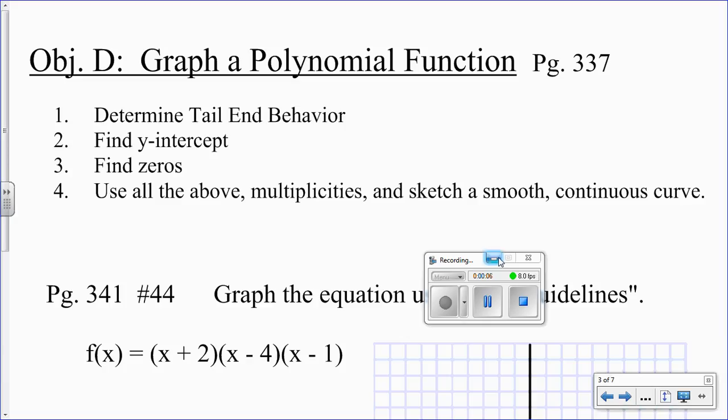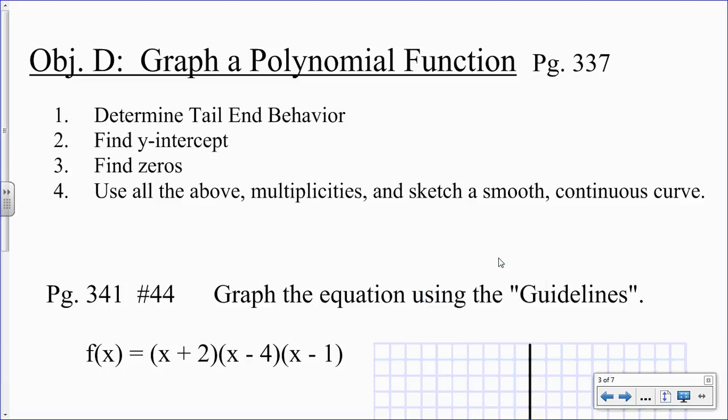You can get out your notes. We're going to finish 3-3. Or I'm sorry, 3-4. This is 3-4. Okay. And we're going to do our graphing today.